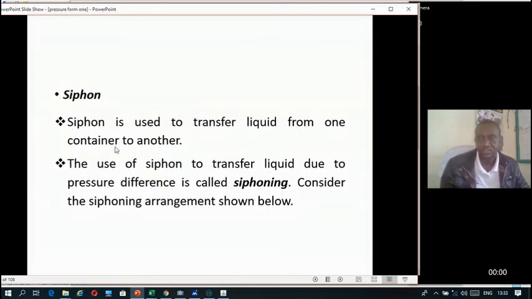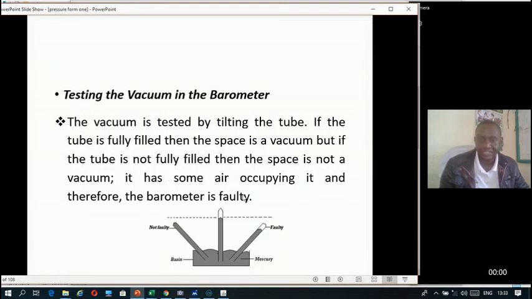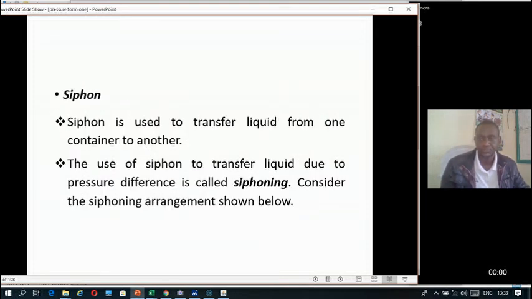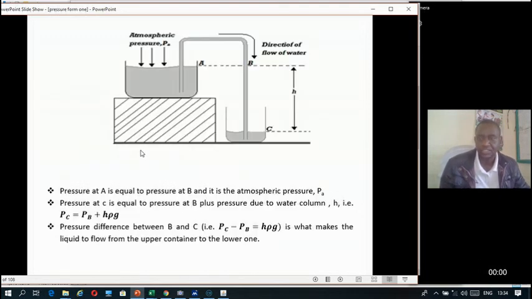So we want to move to some applications, and before we do, we need to understand how to test the Torricellian vacuum. So we move to siphoning. A siphon is used to transfer liquid from one container to another. The use of a siphon to transfer liquid is due to the pressure difference, called siphoning. So in our next lesson, we will begin on the setup of siphoning as part of the applications of atmospheric pressure.